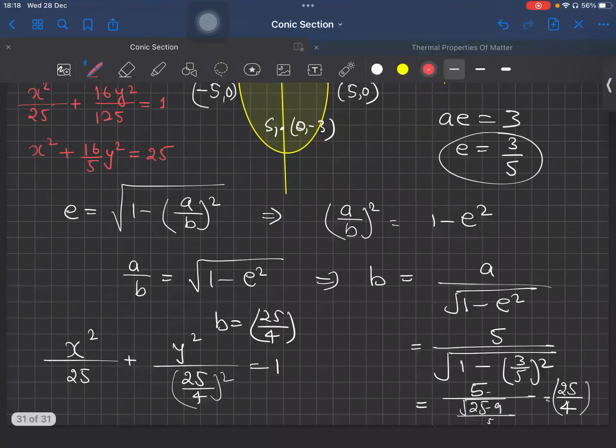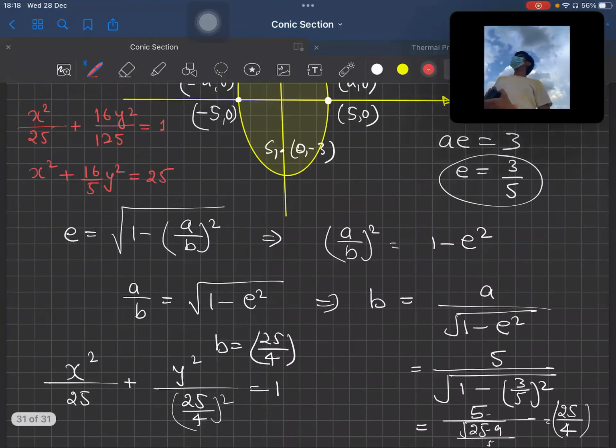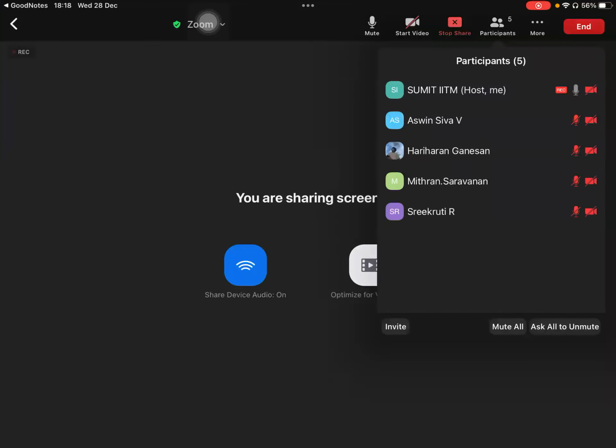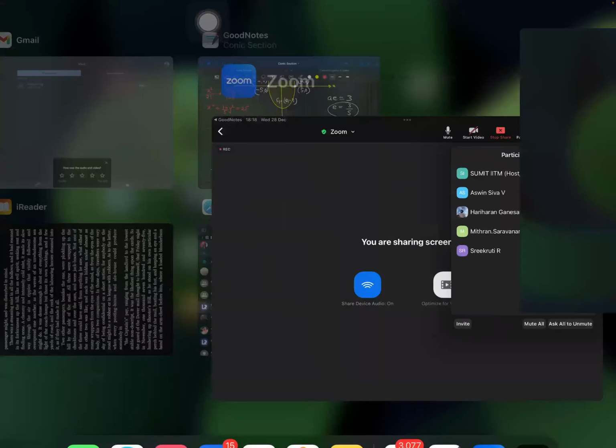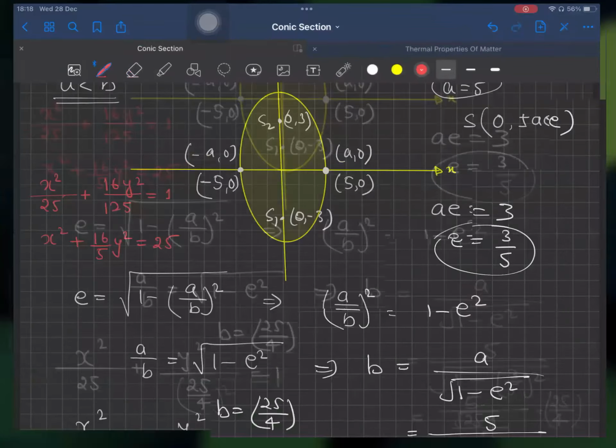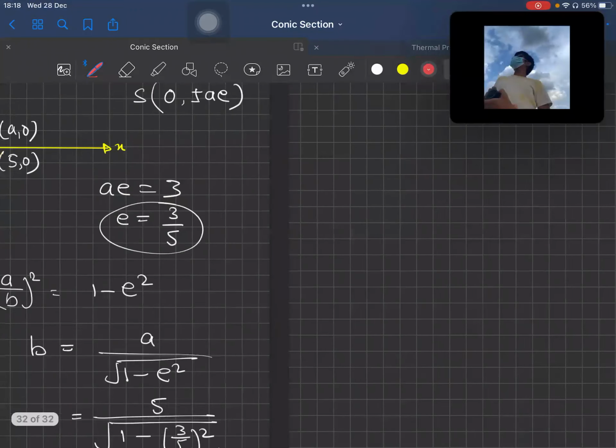Okay, understood? Am I going too fast? No, sir. Okay, so let me know if you are, so solve this problem. Understand what is minor axis, major axis.